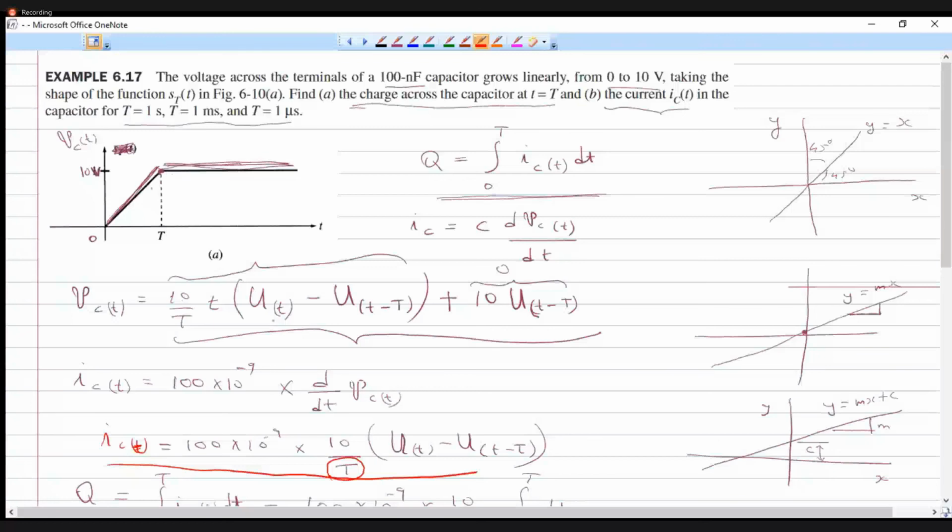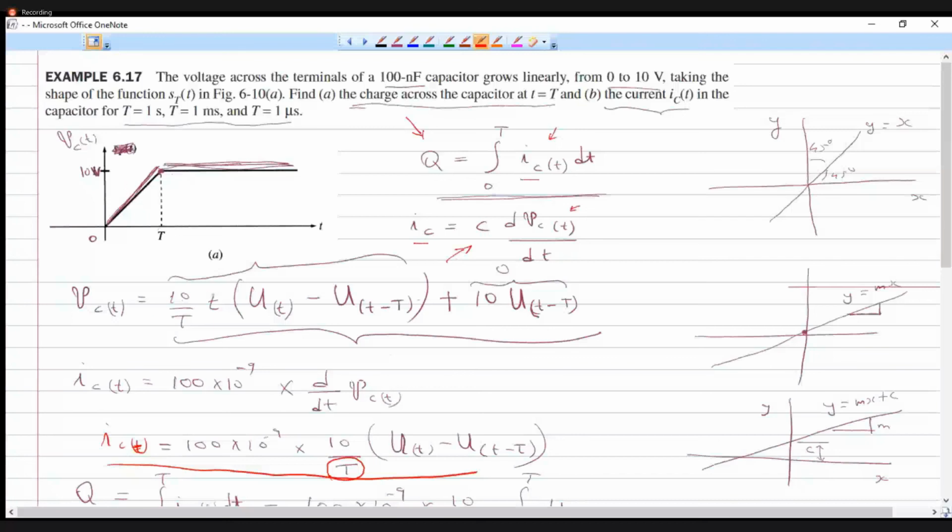In this example, we know that the charge q is equal to the integral of i dt, where i is the current flowing through the capacitor. So we need to know what is the current IC through the capacitor. IC is equal to C dV by dt, which we have already studied. In order to find the charge, we should find the current, and in order to find the current, we should know the voltage. So the voltage waveform is given here.